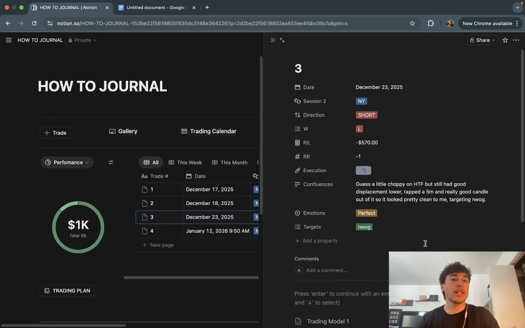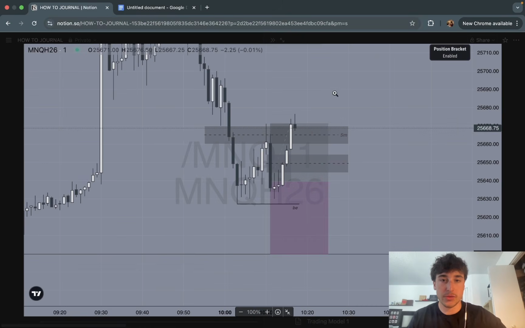So here is where the difference is. You can kind of see what it is. Even though my emotions are perfect, I say in the confluences it gets a little choppy on high time frame, but still good displacement lower. We tapped a 5-minute and a really good candle displacing out of it. So it looked pretty clean to me, targeting NWOG. So we look at the trade. Yeah, it's exactly what happened.